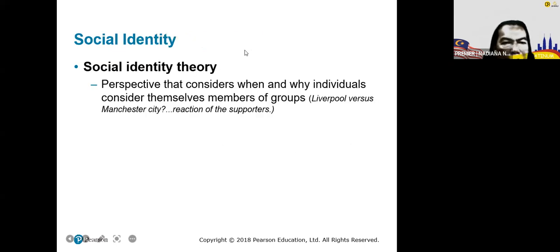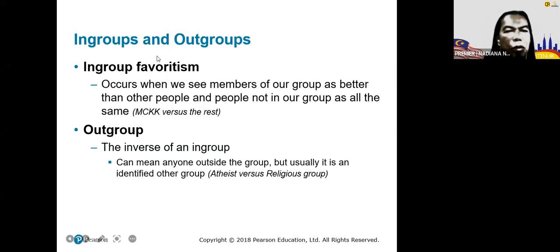Okay, this is social identity theory. Under this theory, the perspective considers when and why individuals consider themselves members of a group. For example, Liverpool versus Manchester City, the reaction of the supporters, that is the England FA Cup. They affiliate themselves with the group: in-group and out-group. In-group favoritism occurs when we see members of our group as better than other people, and people not in our group as all the same.